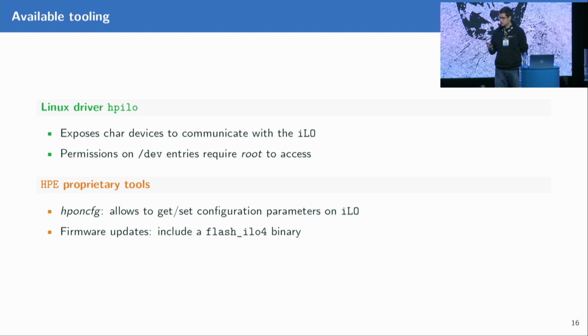On the other side, you also have HPE proprietary tools, such as HPONCFG, which allows getting and modifying some configuration parameters of the ILO. And finally, when you download a firmware update for ILO, it embeds a binary called flash_ilo4, which allows installing a new firmware on the ILO from the host. So it should also help us understand the communication mechanism with the ILO.